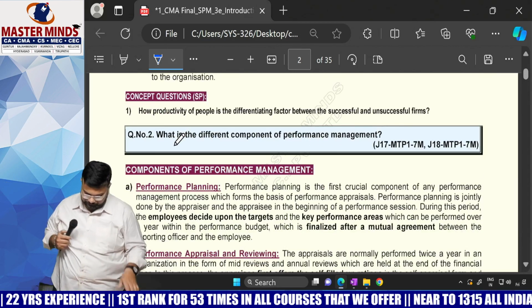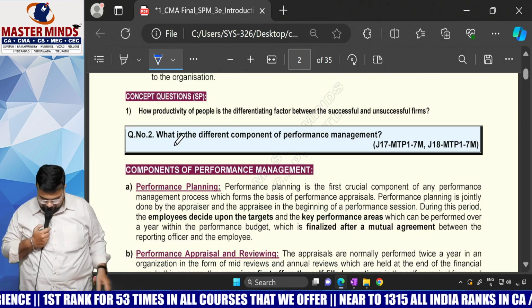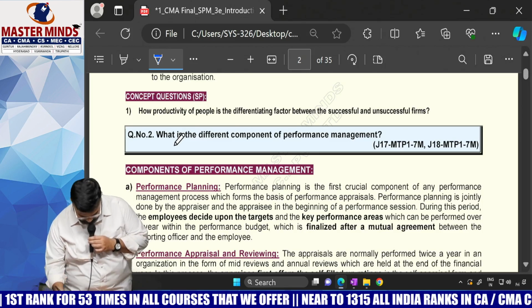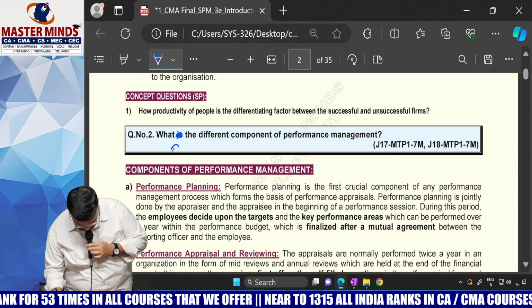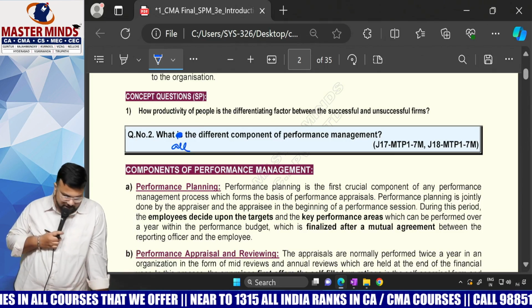Components. What are the different components of performance management? Nana, please make a correction. It's not "is", it's "are". What are the different components of performance management?